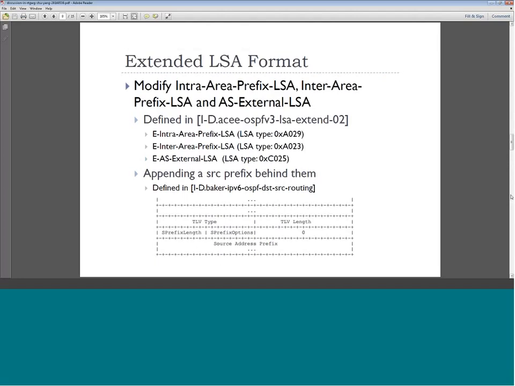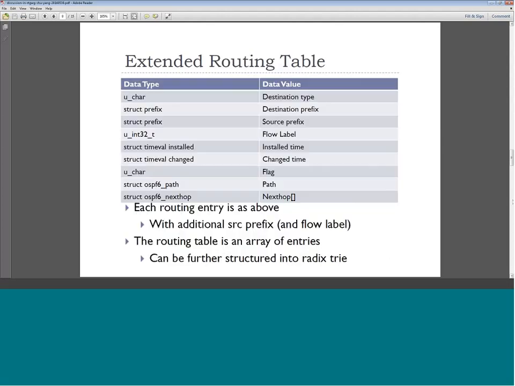To modify OSPF version 3, the network has to modify several LSAs. At this moment, it modifies 3 LSAs, including inter-area and AS-external. The format is defined in a draft, which should be updated. We append a source prefix behind them. The format is defined in a draft by Baker. Next slide, please.